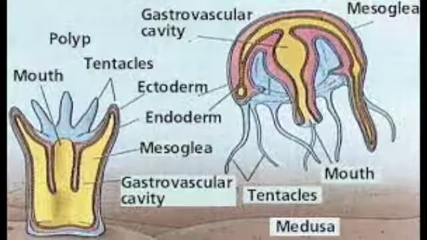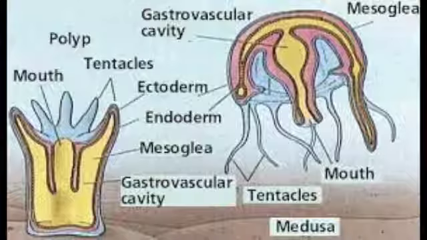Cnidaria have two body forms, a polyp and a medusa. They have no cephalization, which is a concentration of sensory organs in the head. The cells are organized into distinct tissues, but they have no organs. Medusae are usually bell-shaped, with their tentacles hanging downward. On the other hand, the mouth and tentacles of a polyp face upward.